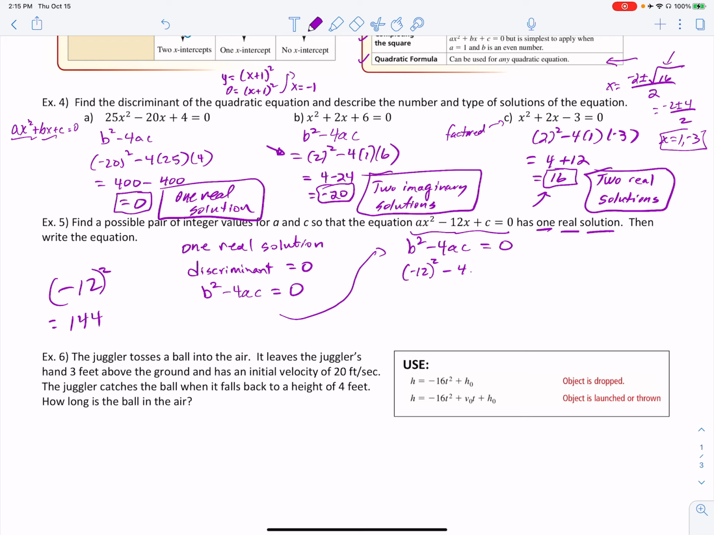well, oh, wait. The coefficient of x squared is a variable. Wait. The value of c is just c.